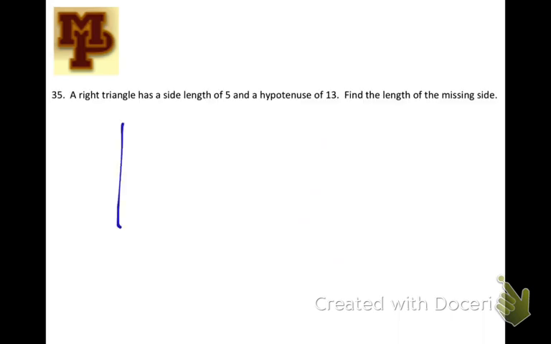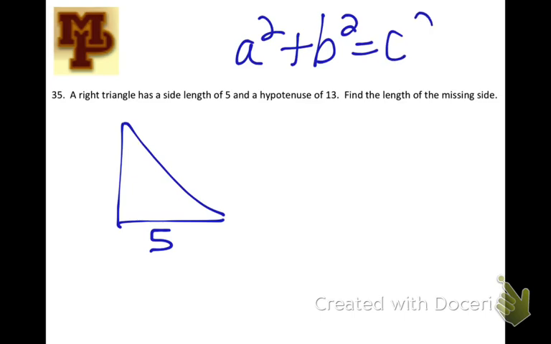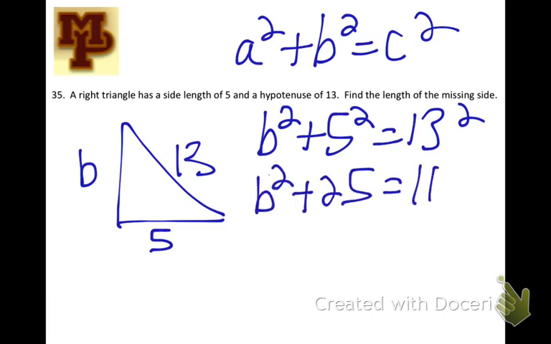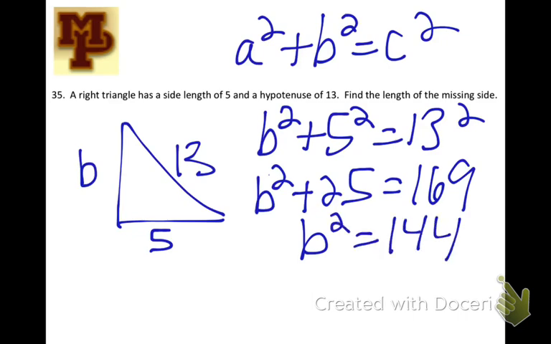Right triangle, so we can draw it if we want to. It has a side length of 5. It's missing this other side, so we could use a squared plus b squared equals c squared. It doesn't matter which one is a and b, but we're looking for one of them. The hypotenuse is 13, so b squared plus 5 squared is 13 squared. B squared plus 25 is 169. B squared equals 144. So take the square root. B is 12.